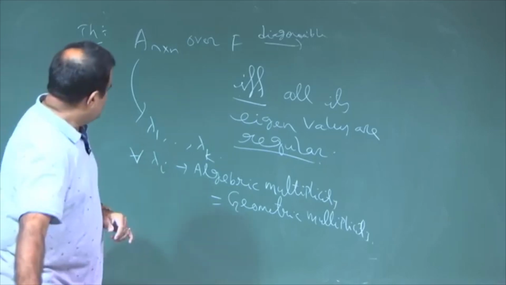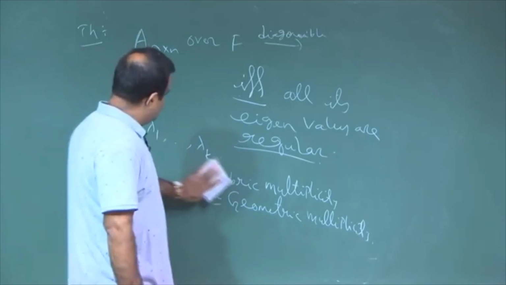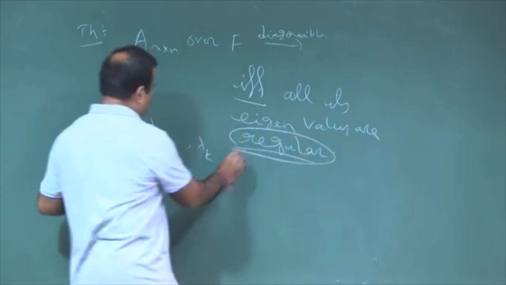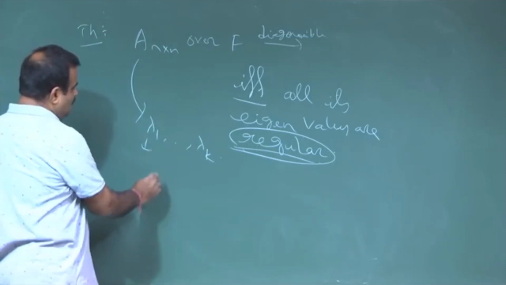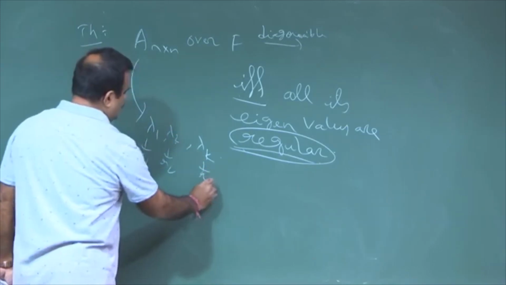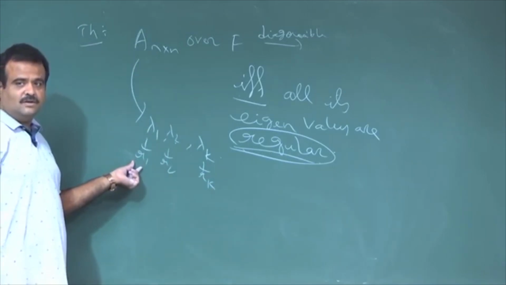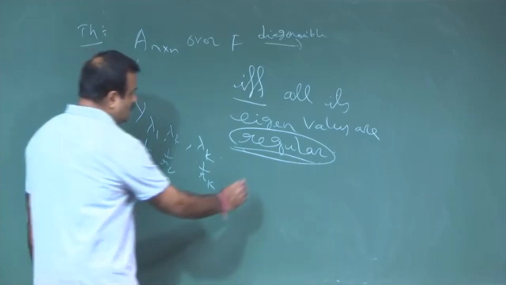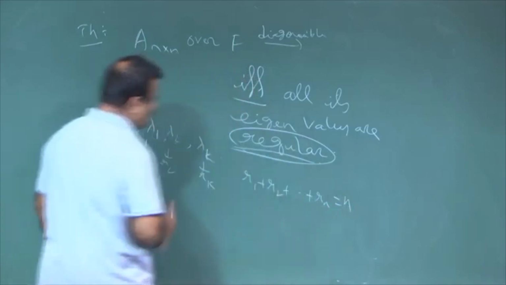For example, how to prove this? Suppose this is true for all: regular means algebraic multiplicity and geometric multiplicity are the same. Suppose we have these distinct eigenvalues of A with algebraic multiplicities R 1, R 2, up to R k. That means lambda 1 is coming R 1 times as a root of the characteristic equation, lambda 2 is coming R 2 times, like this. So the total number of roots is n: R 1 plus R 2 plus up to R k is equal to n. These are the algebraic multiplicities.